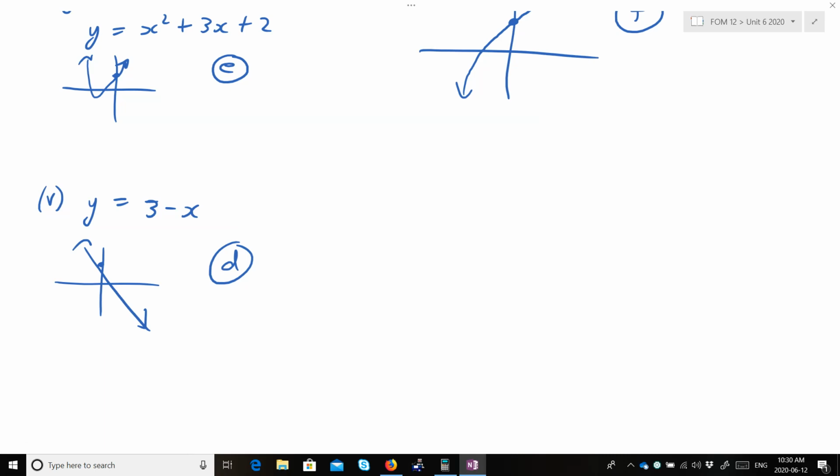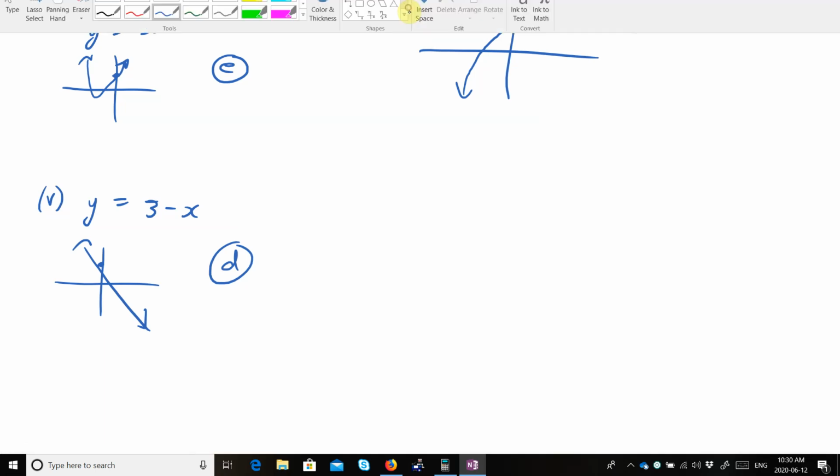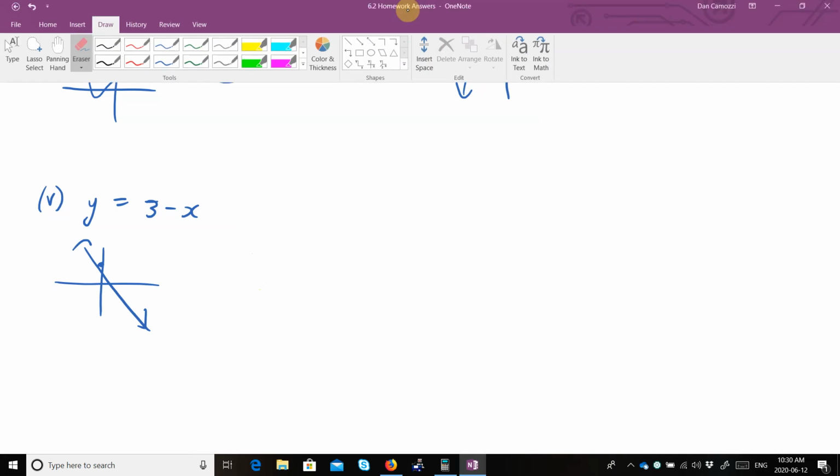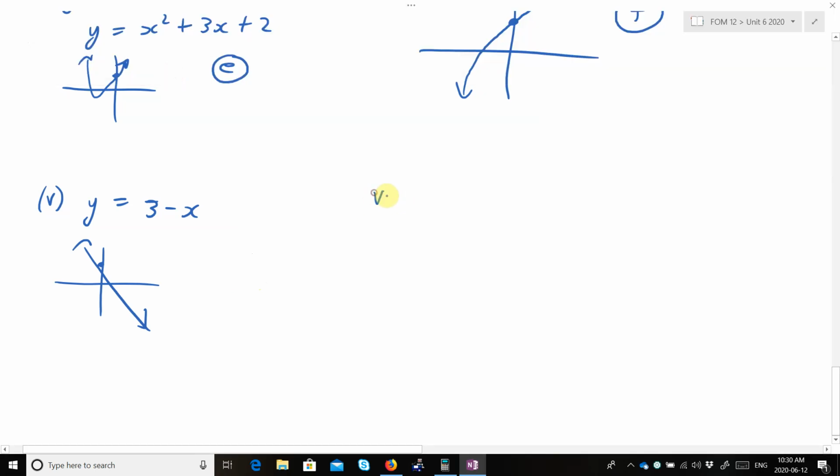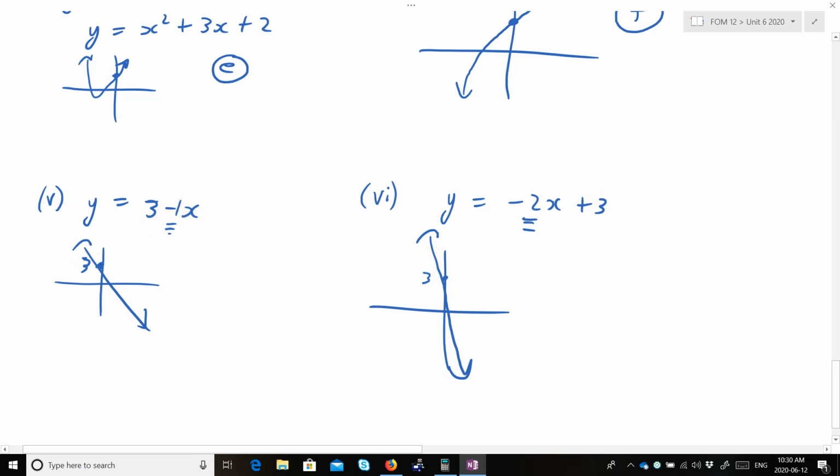Oh, hang on. A and D are very, very similar. Y equals negative 2x plus 3. That also has a y-intercept of 3, but a steeper slope. Okay, see how that slope is a steeper negative than negative 1? So that means that part 5 here has to be the less steep one, which is A, and this would have to be D.